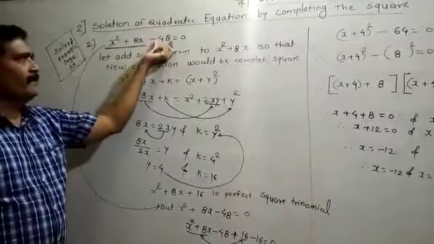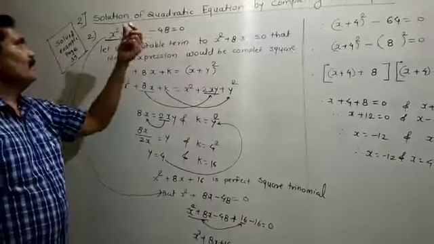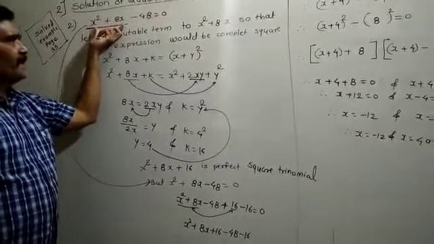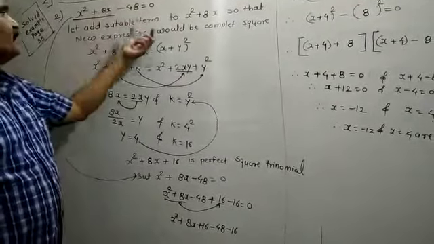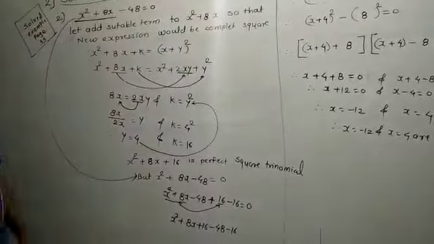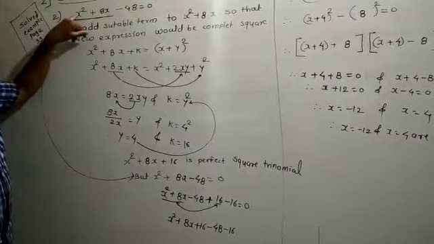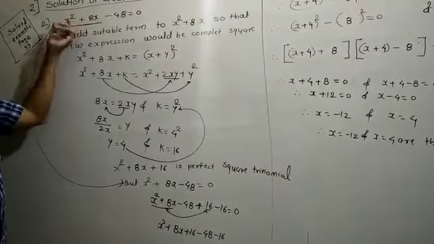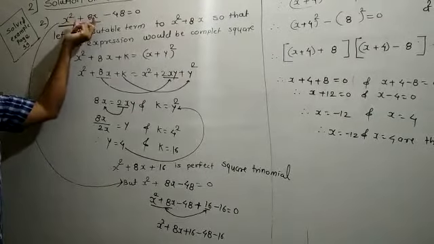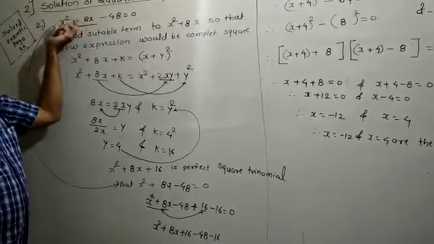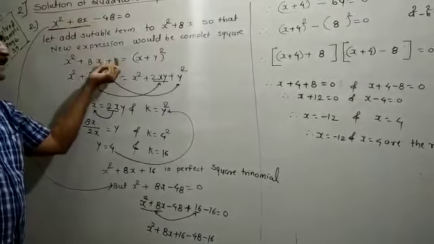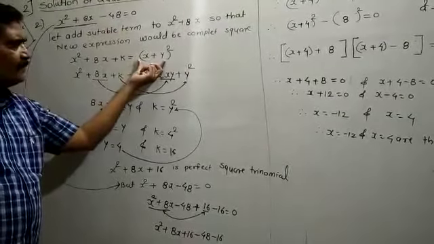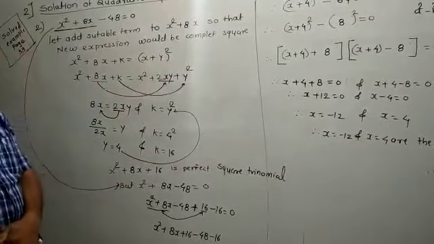This 48 is not a perfect square term. So add a suitable term to x square plus 8x so that the new expression will be a complete square term. Whatever term you add, x square plus 8x plus that term will be the perfect square of (x plus y) bracket square.